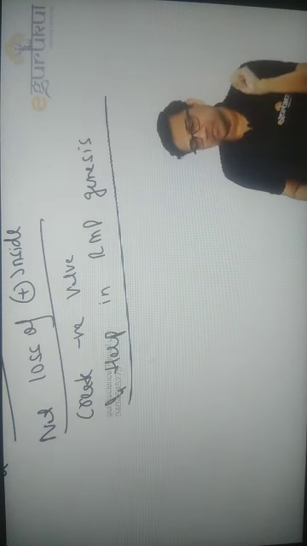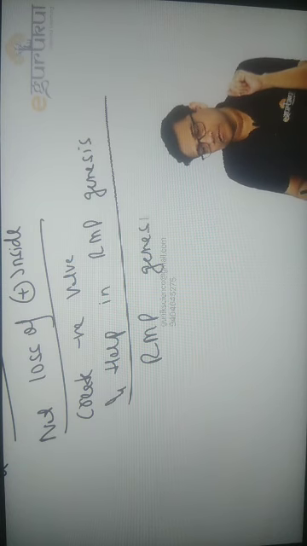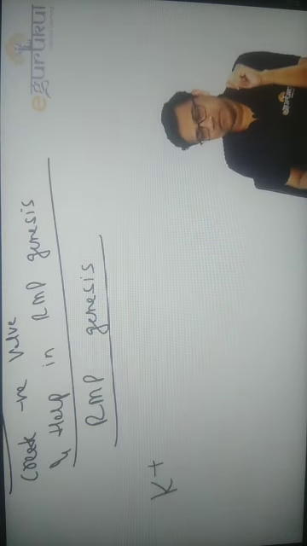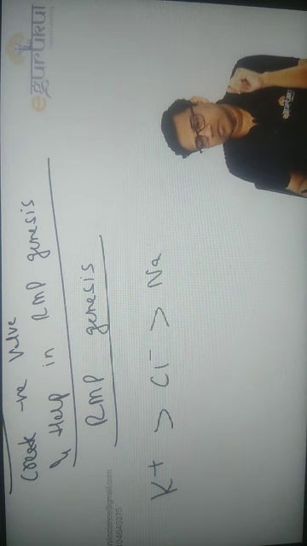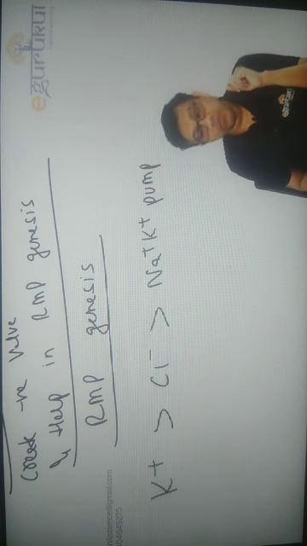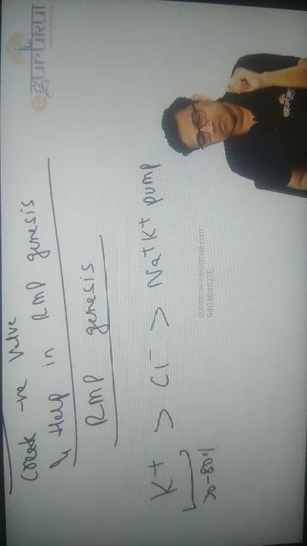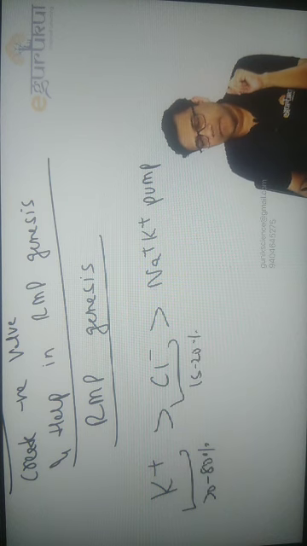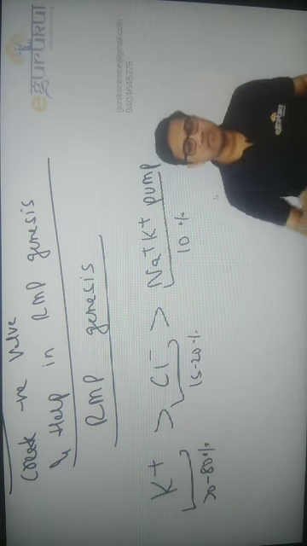So if they ask you about RMP genesis, what are the factors? Potassium, then chloride, then the sodium-potassium pump. Potassium is the main one, with a 70 to 80% role. Chloride is 15 to 20%. The pump is just 10 to 15%, so it is a minor role. Now one more interesting question.